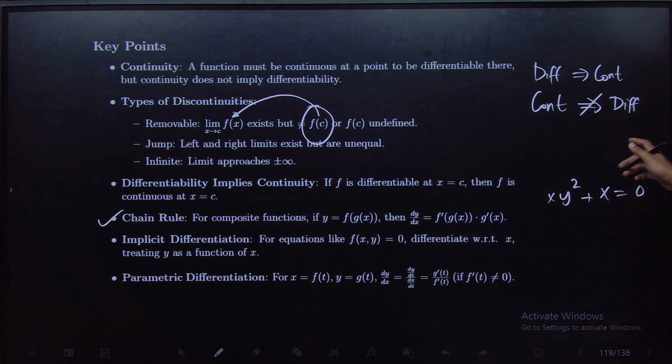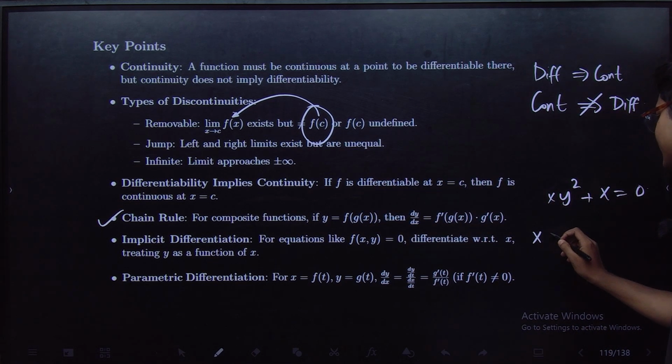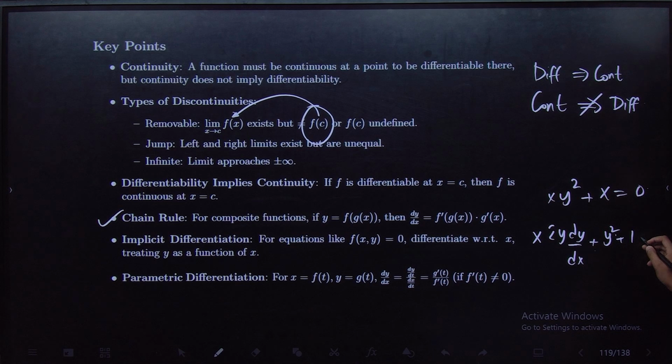So to differentiate functions like this, what we do is treat y as a function of x, right? So when you differentiate it, you'll get x times 2y dy by dx, plus y square plus 1 equal to 0, right? So this is what you'll get after differentiating this. This is the idea of implicit differentiation.